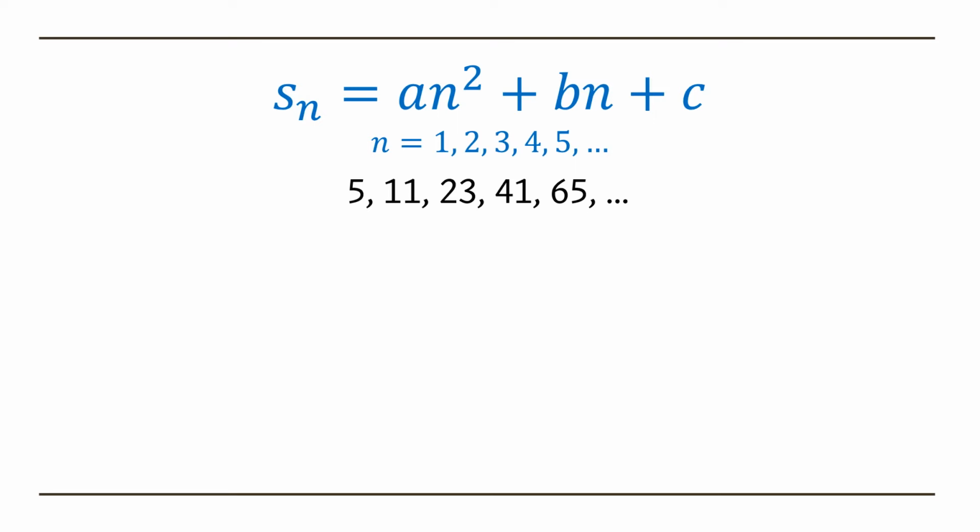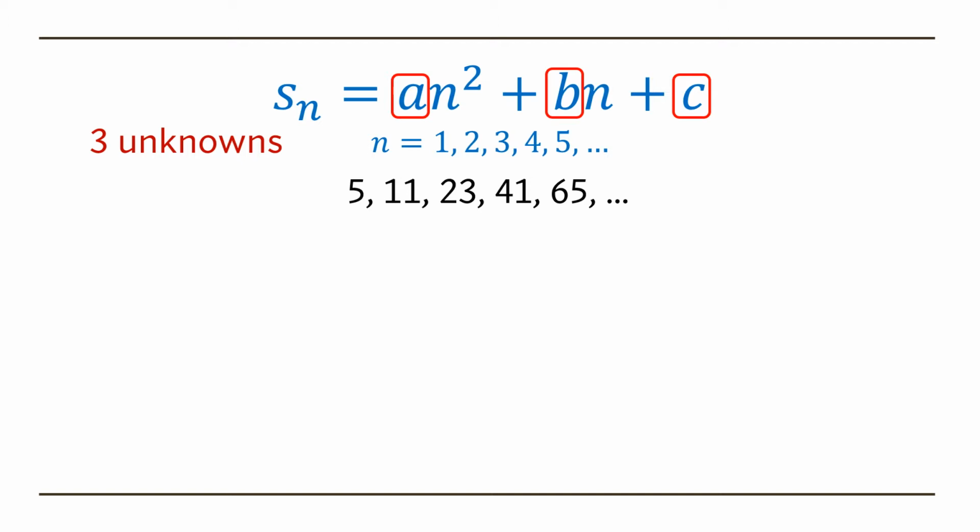Okay, so when we look at this general equation for all quadratic sequences, we notice that we have 3 things that we don't know. We call these our 3 unknowns, and they are a, b, and c. The other things like n and S sub n are given to us already, so it's these 3 things, a, b, and c, that we need to solve.